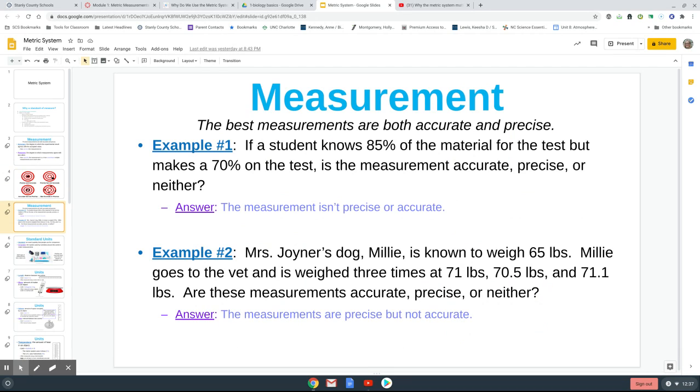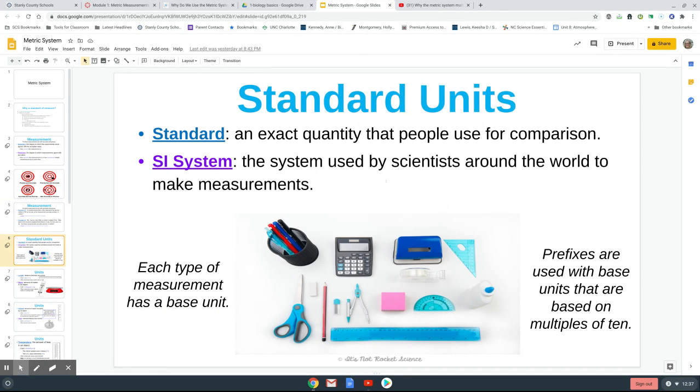So here's another example. If a student knows 85% of the material for the test but makes a 70% on the test, is it accurate, precise, or neither? Well, it isn't precise or accurate. If he knows 85%, then he should have made 85% on it. Okay? So they would be the same if it was precise, and accurate again to me would be 100%. So that's just some examples. You can go back and look at the PowerPoint when I post it.